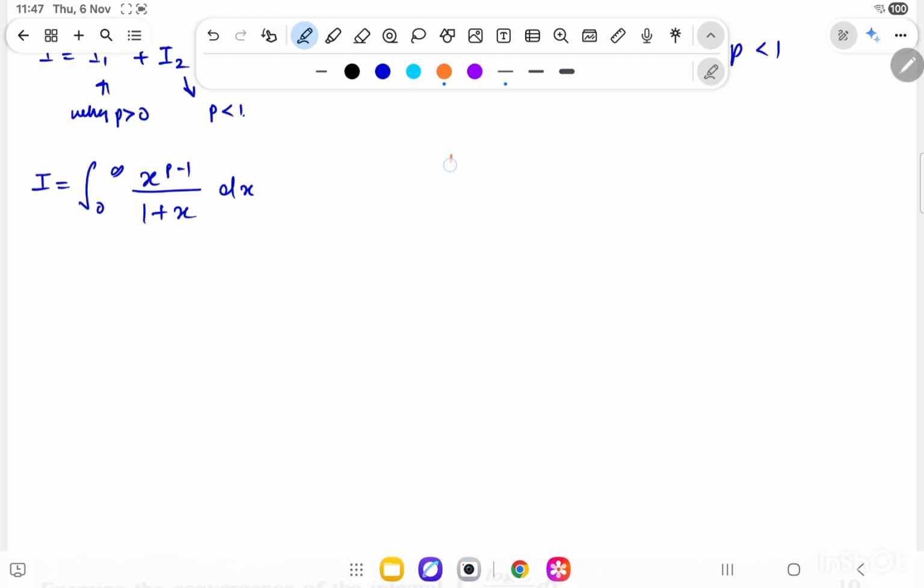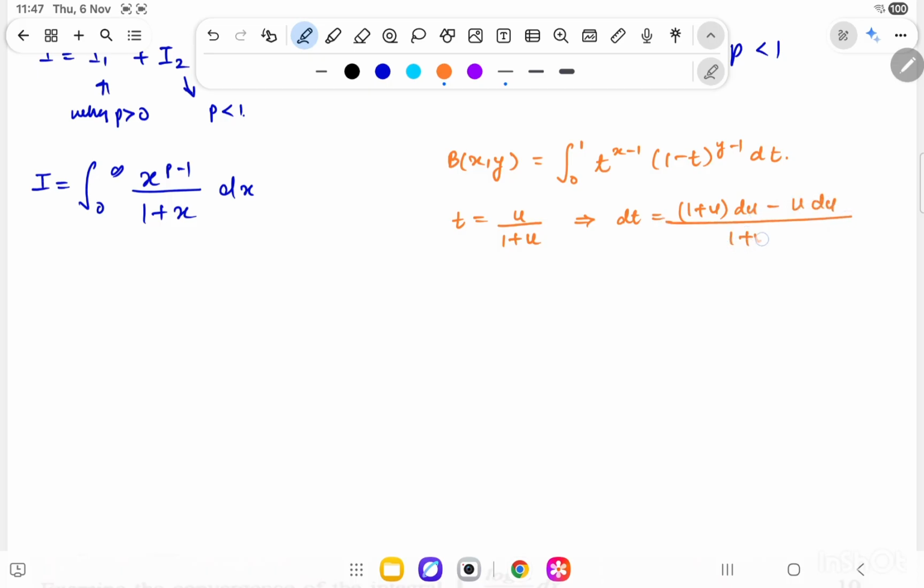So the original beta function is beta(x, y), the integration from 0 to 1 of t raised to x minus 1 times (1 minus t) raised to y minus 1 dt. Now if I choose my t as u divided by 1 plus u, from here I get my dt as ((1 plus u) du minus u du) divided by (1 plus u) squared, which basically gives me dt as du divided by (1 plus u) squared.